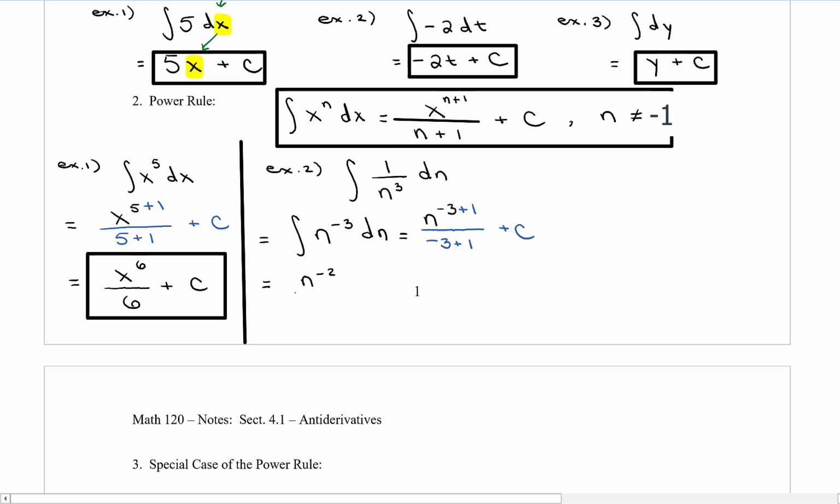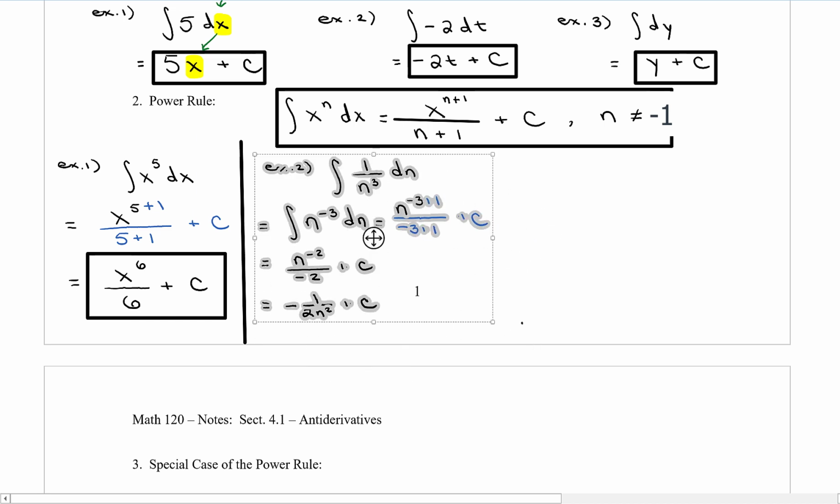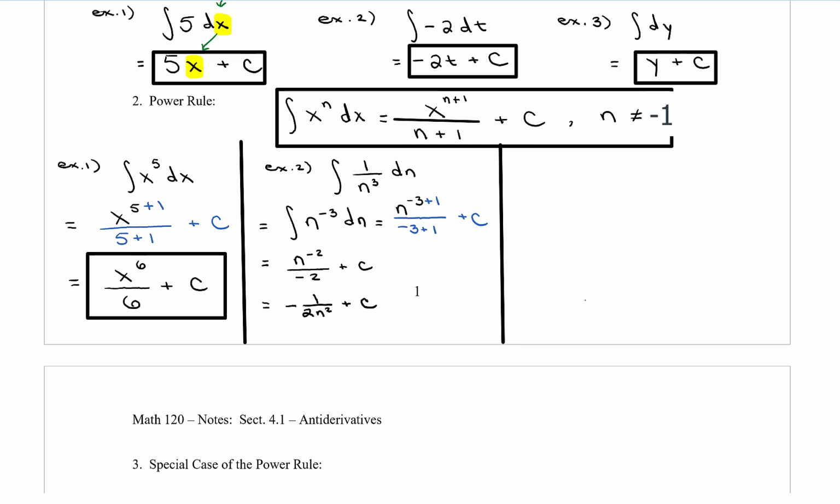And this is going to be equal to n raised to the negative 2 power over negative 2, plus c. And this can be simplified to negative 1 over 2n raised to the 2nd power plus c out to the side. And I'm going to just make this a little bit smaller so it will fit nicely. I'm going to put a big line here separating example 2 from our next example 3. And this will be example number 3.